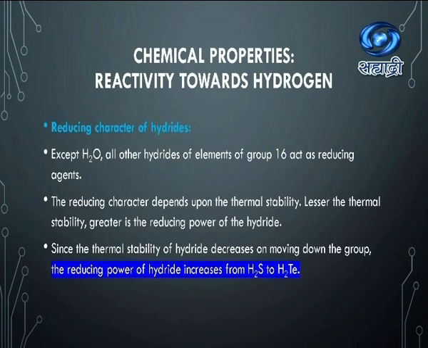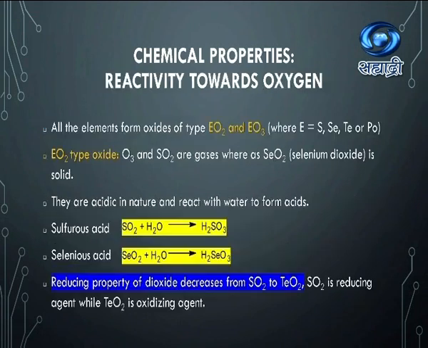The reducing character depends upon thermal stability. Lesser the thermal stability, greater is the reducing power of the hydride. Since the thermal stability of the hydride decreases on moving down the group, reducing power of the hydride increases from H2S to H2Te. So H2S is the weakest reducing agent, but H2Te is the strongest reducing agent.